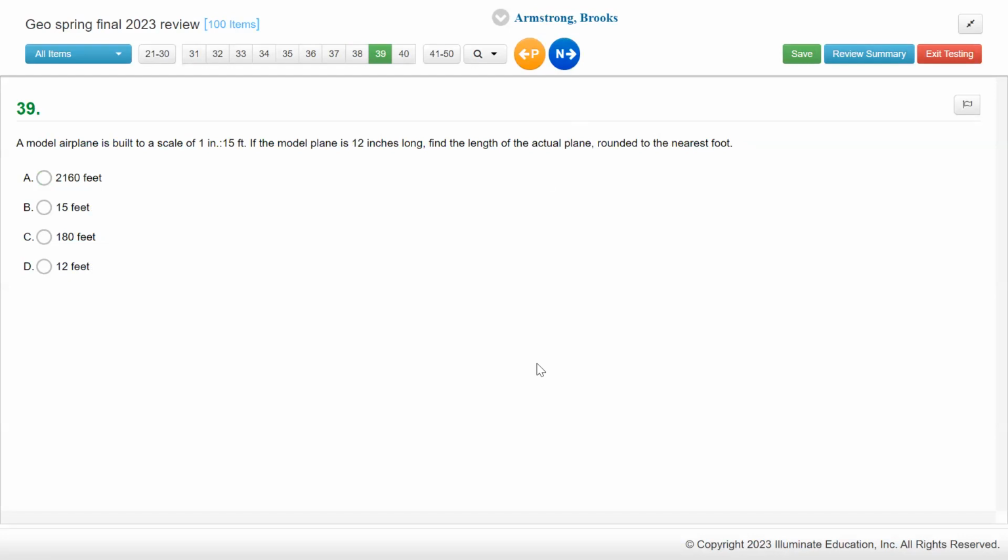The same thing here. The model is 12 inches long, and the scale is 1 inch to 15 feet. How do you go from 1 inch to 12 inches? What do you multiply by? 1 to 12, you times it by 12. So multiply the 15 by 12 to get the other number. 180.